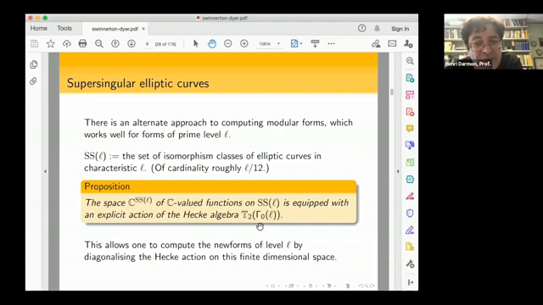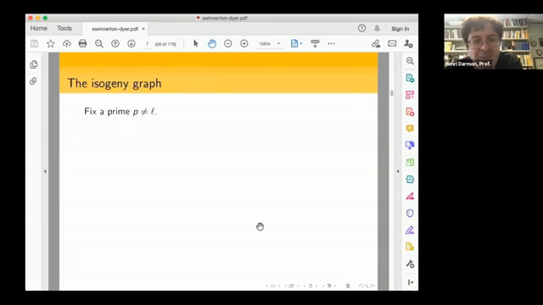So if we want to compute the newforms of level L, we can do it by this approach. Now, one of the drawbacks is that one can only use this to conveniently calculate modular forms of prime level. But there are nice variants of this. One of them is based on what I call the isogeny graph. So this set SS_L is quite rich. It's not just a finite set.